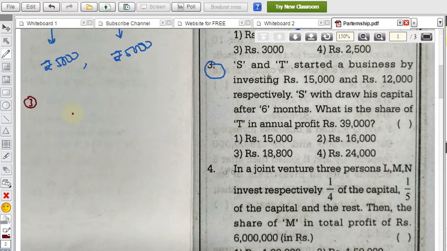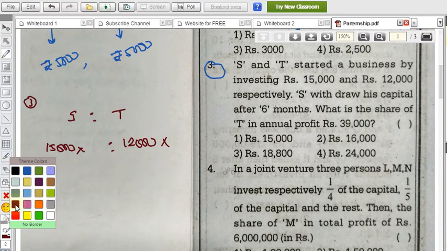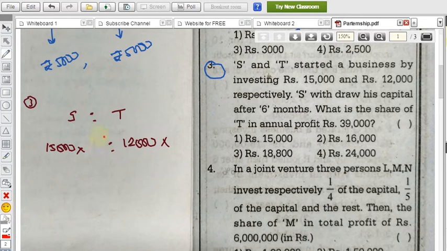S and T. So S is to T. We can take, so start business with 15,000 and 12,000. So 15,000 and for him is 12,000. Next you should multiply the time period because the times are different for both. Then what was the time period for both? One withdrew capital after 6 months. Yes, withdrew capital after 6 months. So only 6 months. For him it is 12 months.